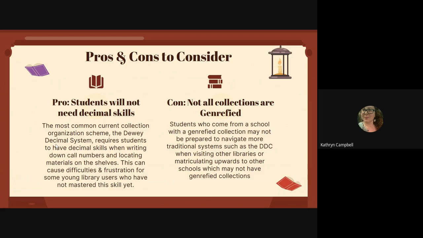A con to this that a lot of people mention is that if you change it away from the typical Dewey Decimal classification, students who come from a school with a genreified collection may not be prepared to navigate other systems, so they may not be able to navigate their way around a Dewey Decimal library, or if they matriculate upwards to, say, a high school that only has the Dewey Decimal collection, they may not understand how to use it because they come from a school with a genreified collection. So it's one argument that, yes, they won't need decimal skills if you genreify, but the con is, when are they going to learn those skills?